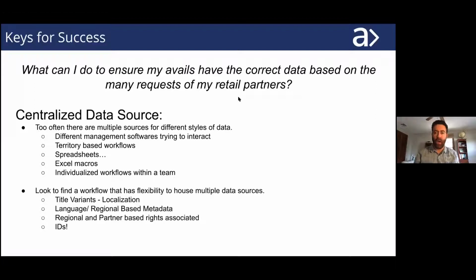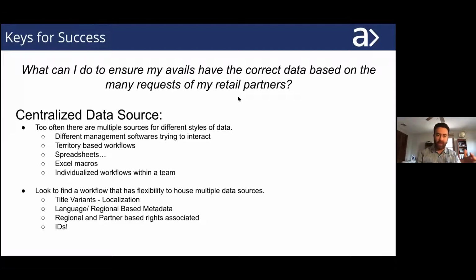I don't want to harp too much on Avails, but I also see individualized workflows within a team where you have different people doing the same thing but differently. That's great, but at the end of the day, that's not scalable. So once again, centralized data source is something that I would recommend as a huge key to success, to ensure that your data is getting out to as many retail partners as possible, as correctly as possible, following as many rules as possible. It makes it easier to connect. It makes it easier to keep your data updated.